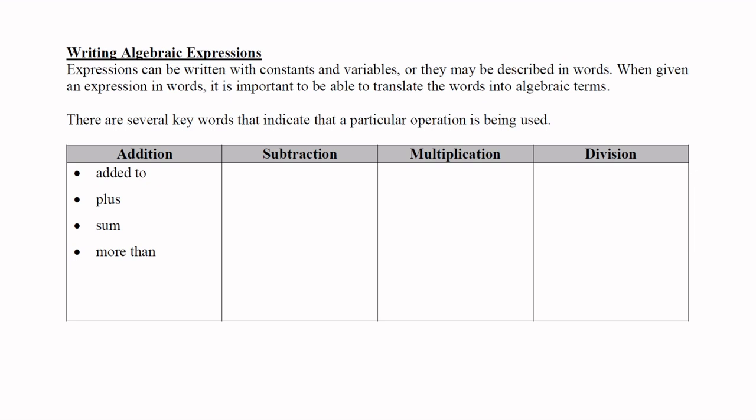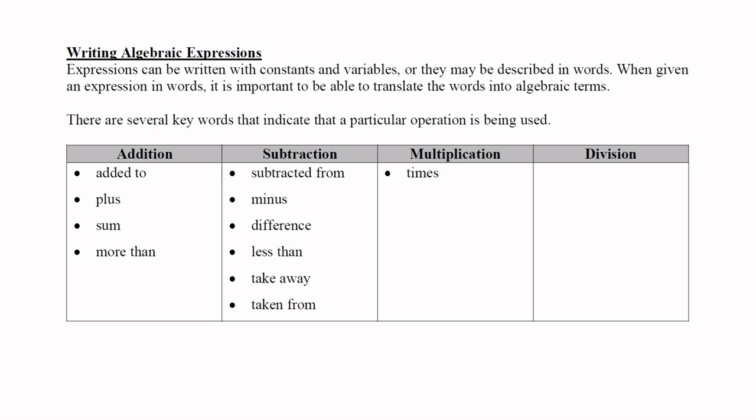Okay. In subtraction, we've got quite a few terms here. We have subtracted from. We have minus. We have difference, because the difference of two numbers is the result of two numbers being subtracted. We have less than, works the same way as more than here. We have take away. So, for example, 8 take away 3 is 5. You have 8 to start, you take away 3, you're left with 5. And then taken from, very similar to take away here.